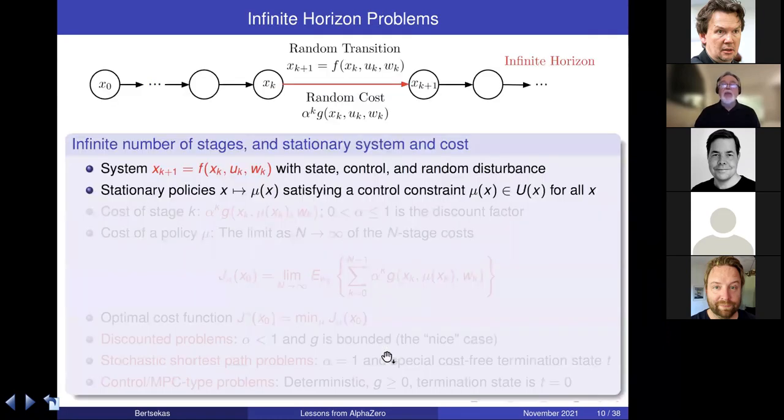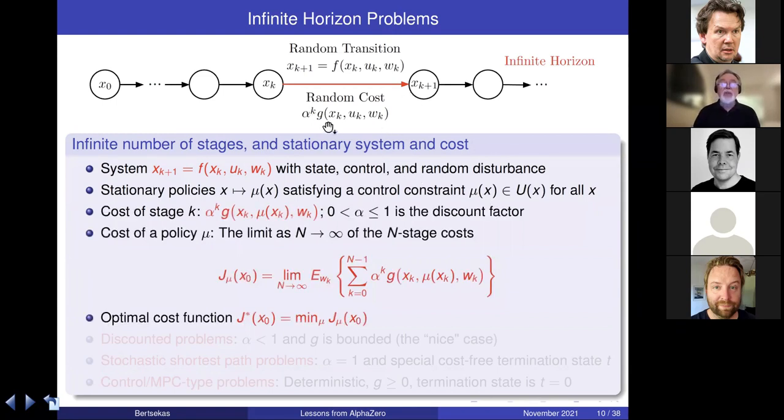So let me start with discounted and undiscounted infinite horizon problems. So what we have here is a discrete time system, involving a state, which I denote by xk, it's a state at time k, a control uk, and a random disturbance. wk is random, and the system evolves according to this equation. And we're interested in stationary policies that map state into controls, and this control must satisfy a control constraint for every x.